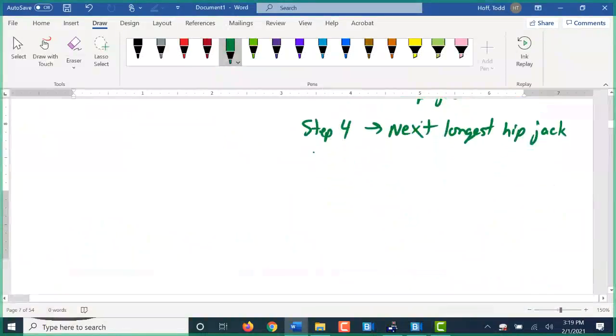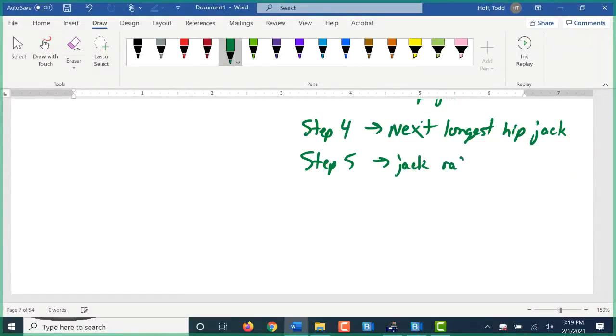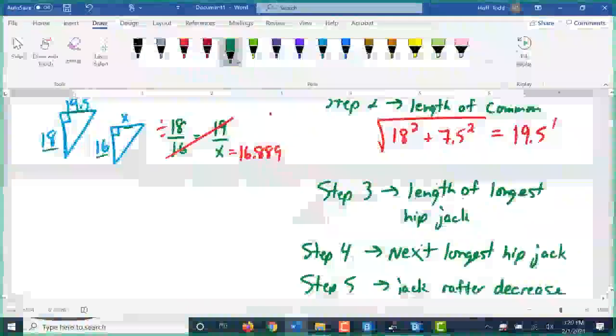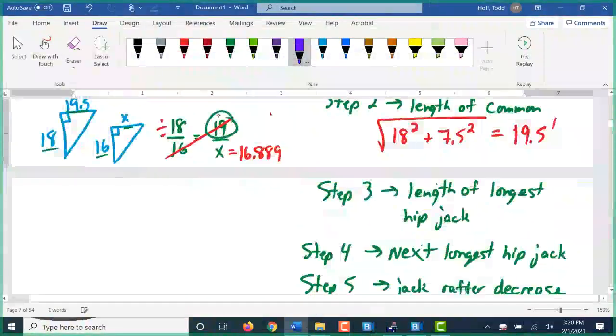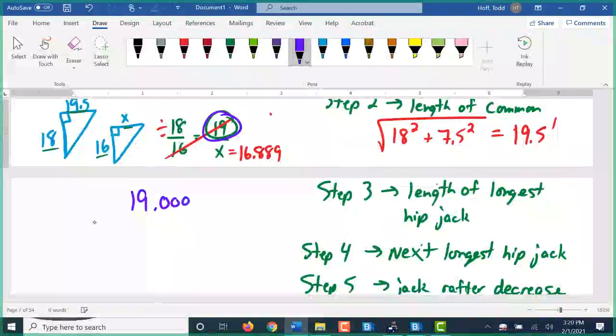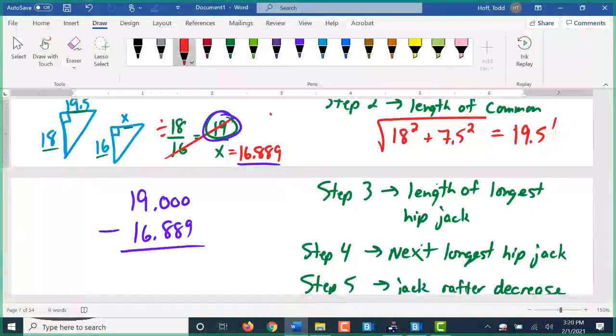Step 5. Check we're after the decrease. That is simply going to be the longest jack rafter, which is 19 feet, minus the next longest one, which was 16.889 feet, gives us a difference of 2.111 feet.